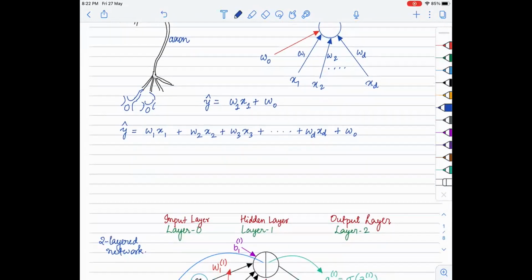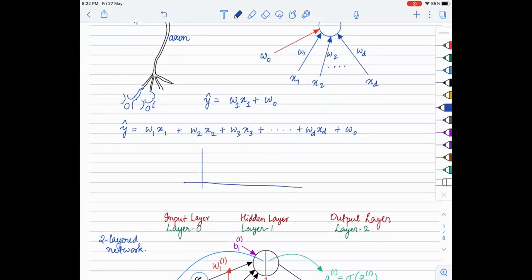We saw the line in 2 dimensions, x and y. The slope of the line was w1 and the intercept was w naught. Now you can try and imagine this in 3 dimensions. It's a bit difficult to draw 3 dimensions on paper, but I can still try to make you imagine it. So this is like a 3-dimensional plane.